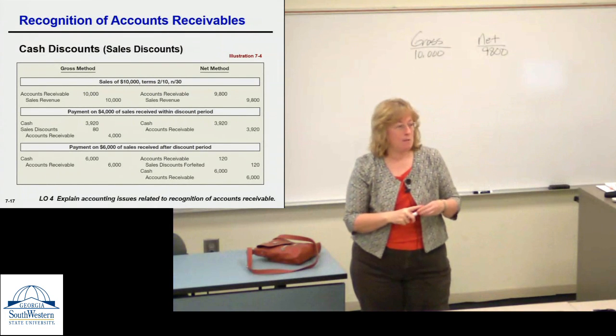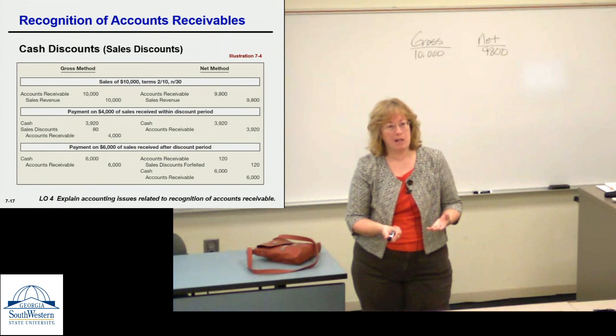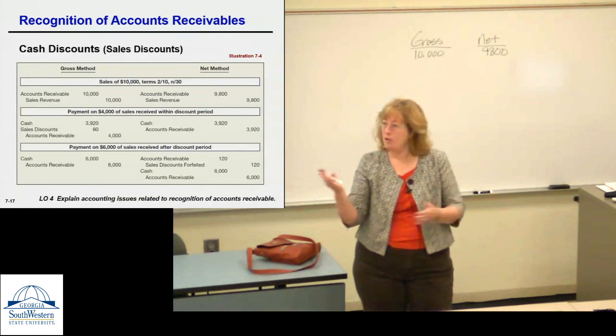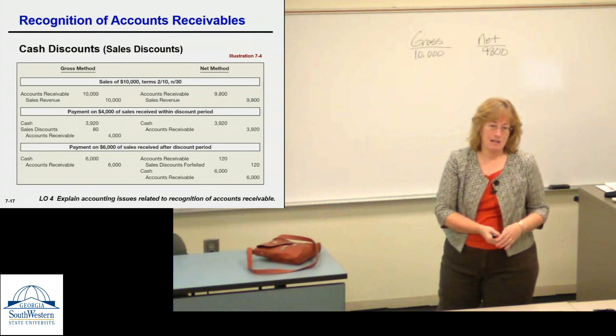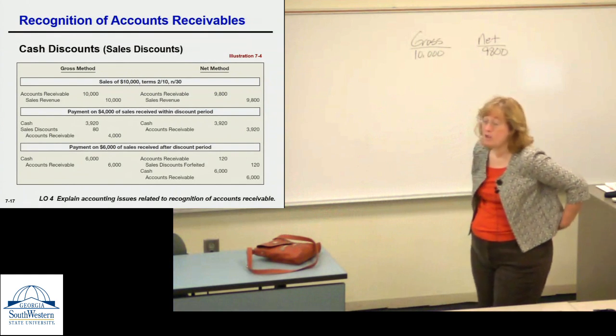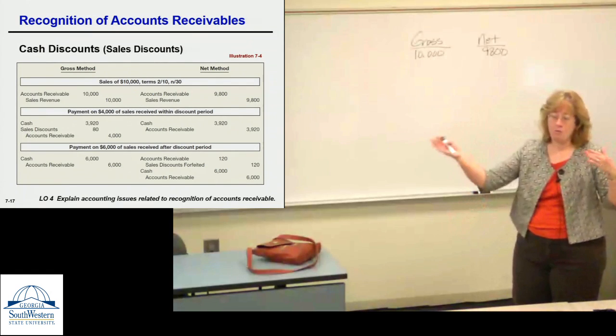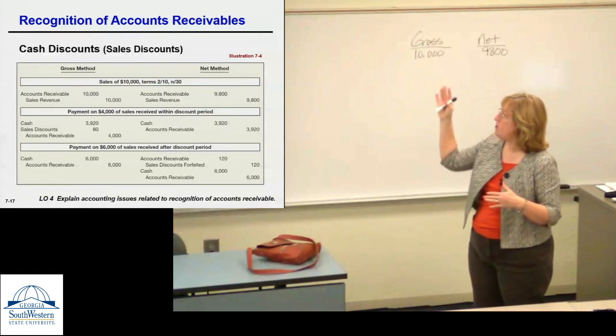Now, at the time that we make the sale, do we know if they're going to pay within 10 days? No. So we don't know. We don't know whether they're going to take the discount or not. Most people end up taking the discount, to be honest, but we just don't know. So we have to choose one or the other, gross or net.